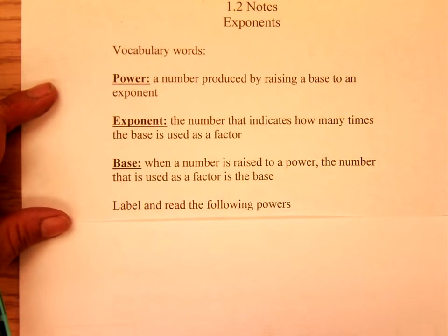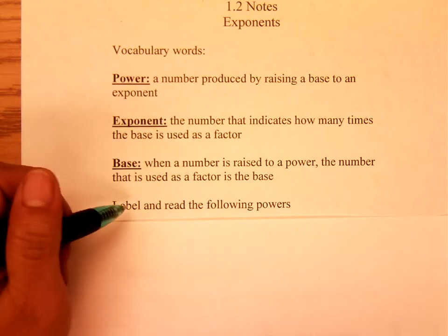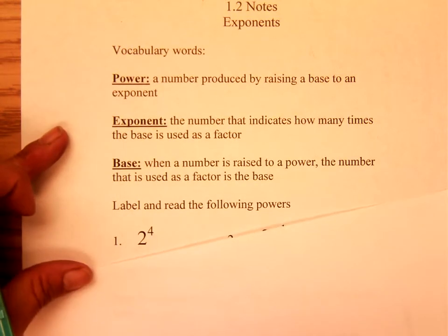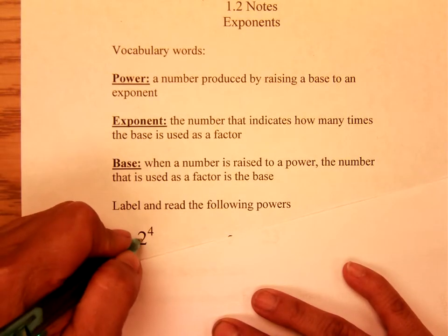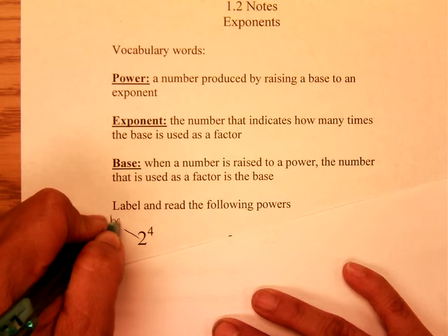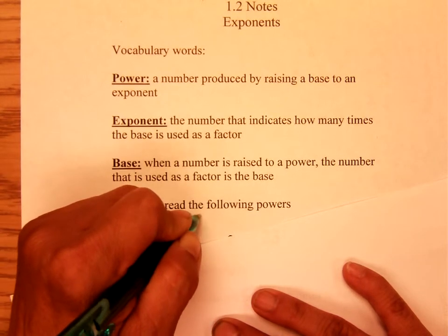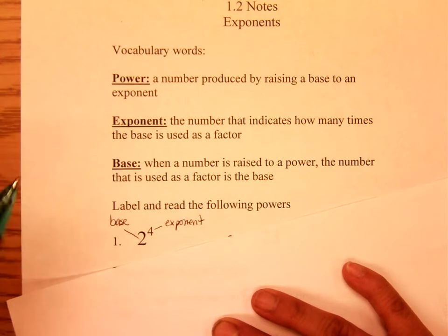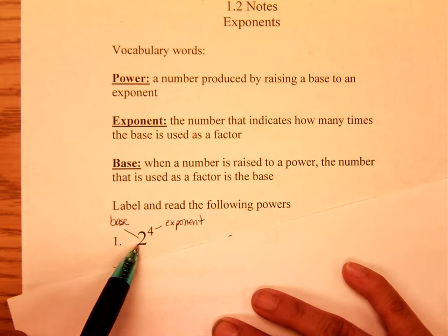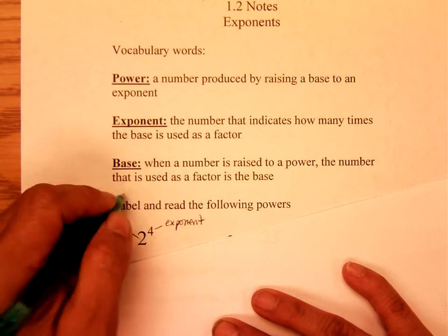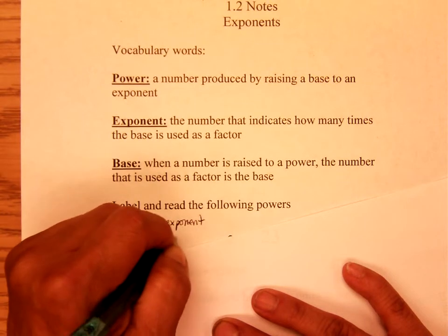Okay, so this is the direction you're going to find in your classwork and homework. It says label and read the following powers. So looking at number 1, you're going to label it first. So here, the 2 is your base, and your 4 is your exponent. So what your vocabulary word is telling you is that the exponent is going to tell you how many times to write the base. And the way you would read it is this: 2 to the 4th power.